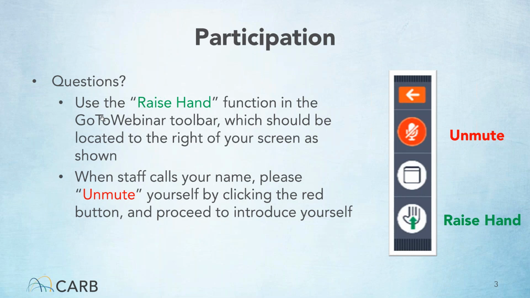To ask a question or make a comment, please use the raise hand function in the GoToWebinar toolbar, which should be located to the right of your screen as shown on this slide. When Joe calls your name, please unmute yourself by clicking the red button and then proceed with your comment or question. The red arrow at the top of the toolbar should expand the control panel for additional options.